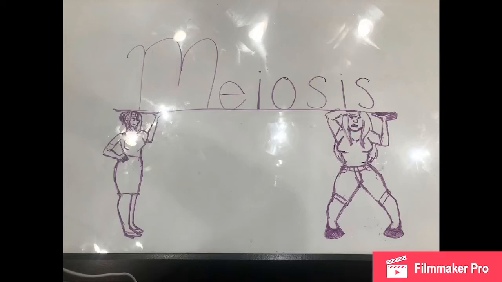Hello and welcome to my explanation of meiosis and the steps in the process of meiosis. Meiosis is a reproductive process that allows the human species and many other species to continue to exist.